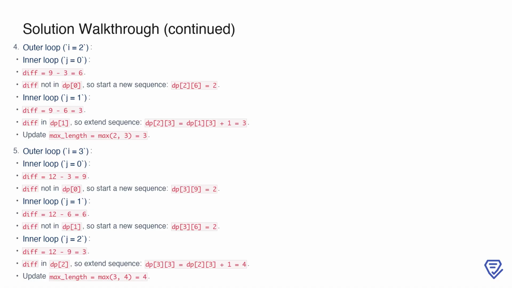Now, for i equals 3, we again calculate differences with all prior indices. With j equals 0, the difference is 9, and since it's not in dp[0], we start a new sequence, dp[3][9] equals 2. With j equals 1, the difference is 6, and similarly, we start a new sequence, dp[3][6] equals 2. Finally, with j equals 2, the difference is 3, which already exists in dp[2]. So, we extend this sequence, updating dp[3][3] to dp[2][3] plus 1, which equals 4. This updates max_length to 4.